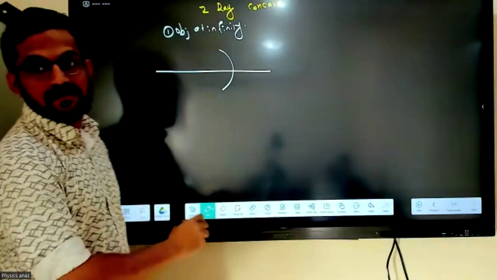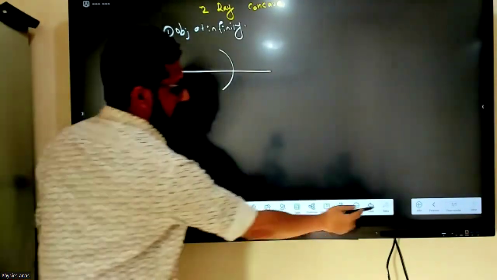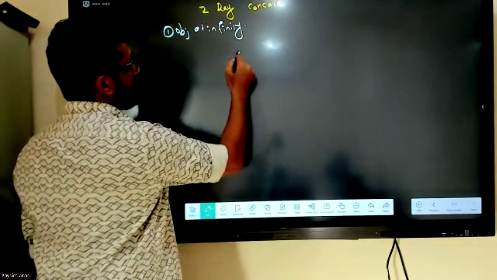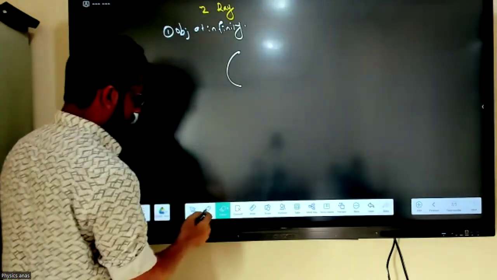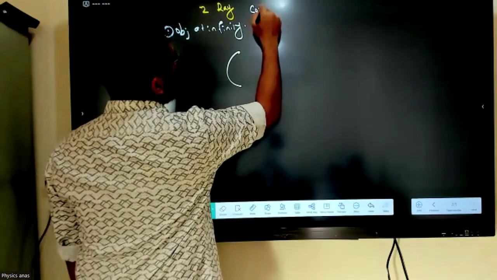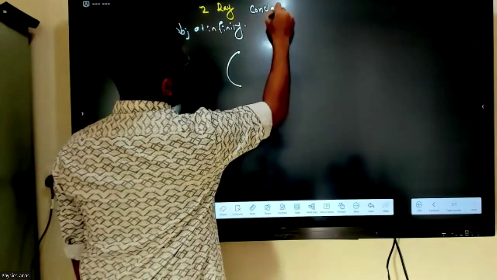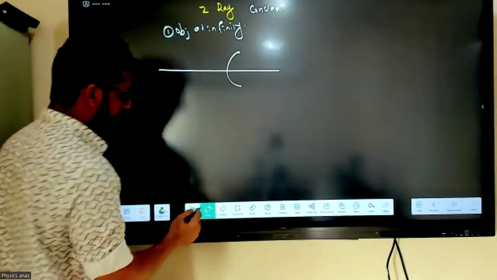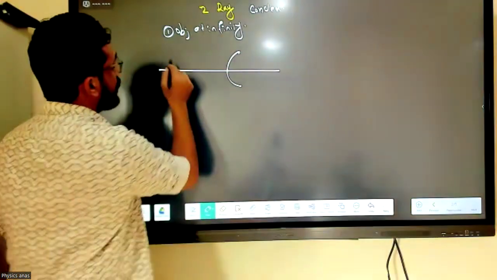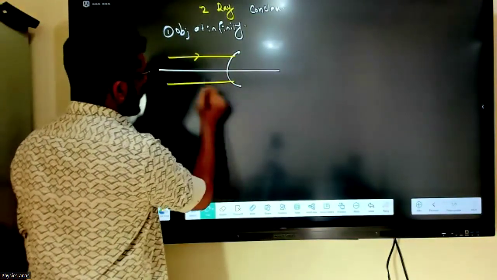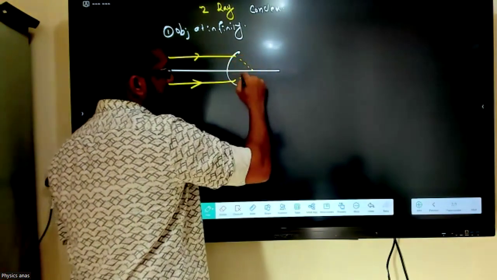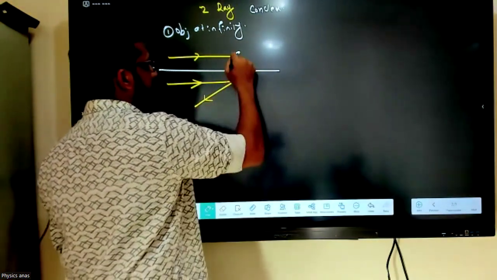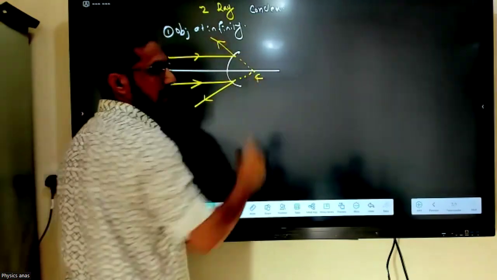We have to draw for convex, and the coming light rays will be parallel. If the coming light rays are parallel, it will be like this. I can use two light rays, and they will appear to diverge from a point on the principal axis. That point is the principal focus.